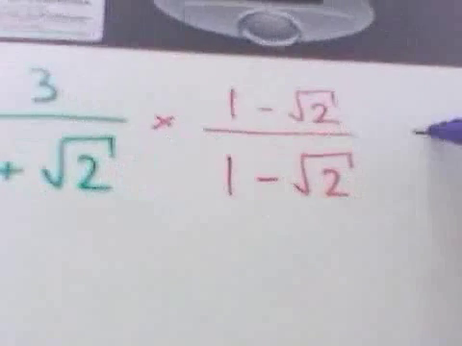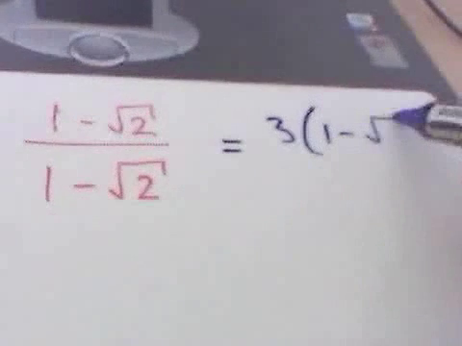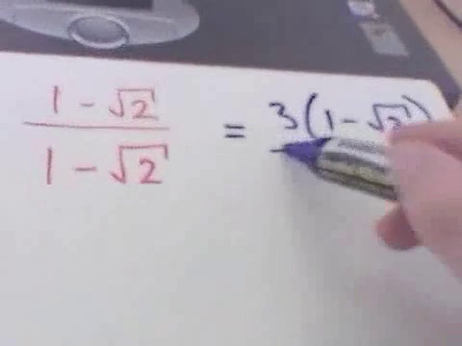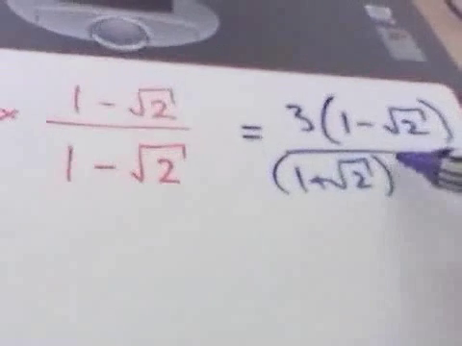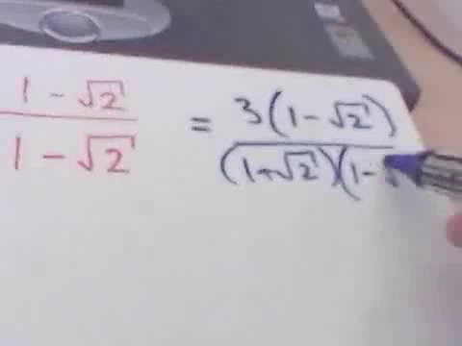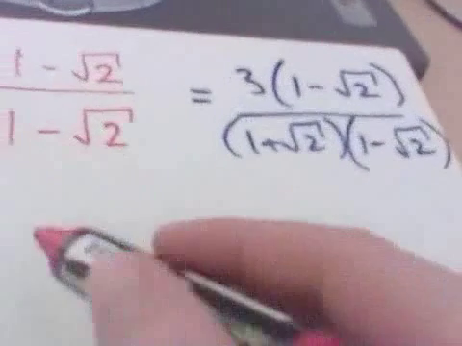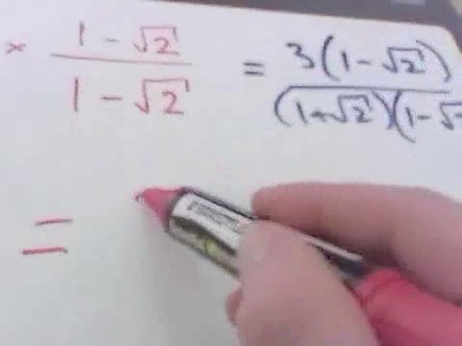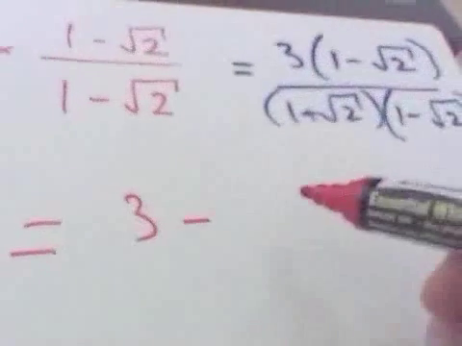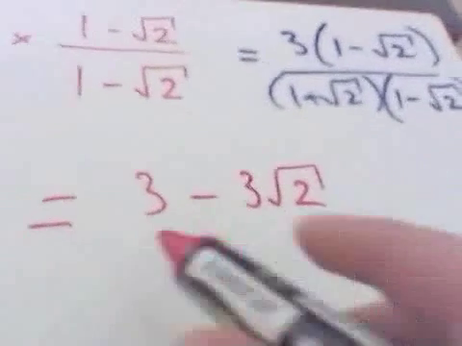So here we go. On the top I've got 3 lots of 1 minus root 2, and on the bottom I've got 1 plus root 2 times by 1 minus root 2. If you've done work on the difference of 2 squares, this should become very easy for you right about now. Finishing off, 3 times 1 is 3, 3 times minus root 2 is minus 3 lots of root 2.